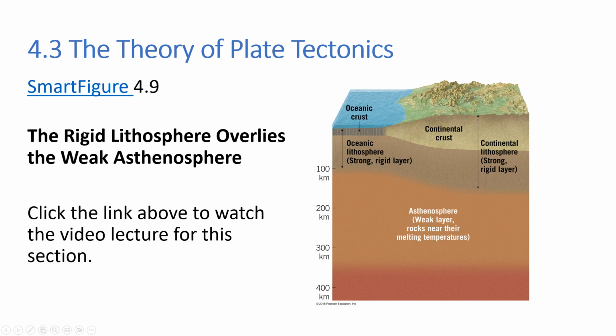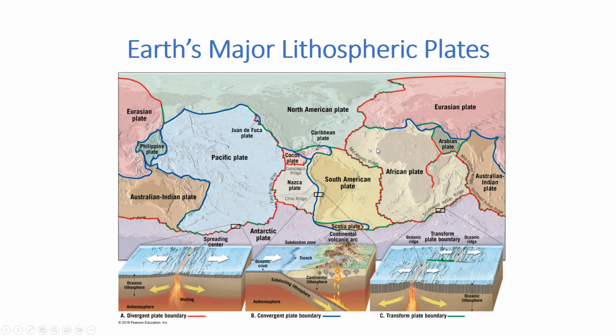Smart Figure 4.9 is worth looking at a little more closely and shows you more information related to this image and the division of the Earth between its lithospheric plates and the asthenosphere. This map indicates where the lithospheric plates are. In other words, how the crust of the Earth, with that upper part of the mantle, those lithospheric plates are broken up across the face of the Earth.